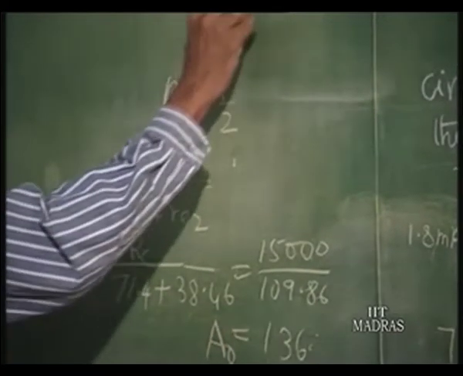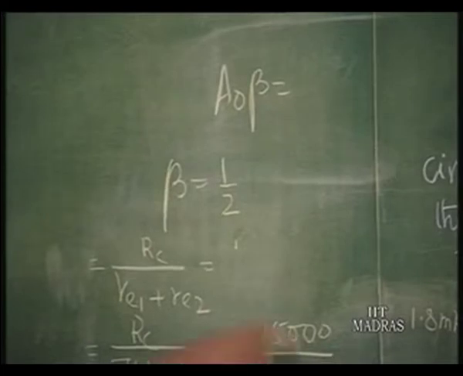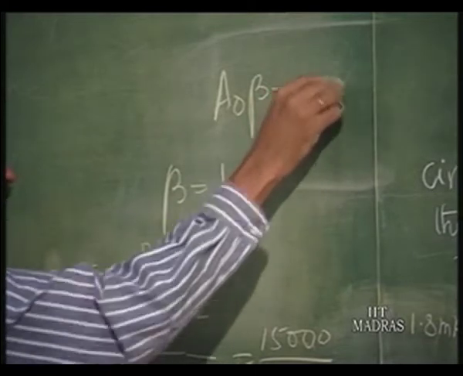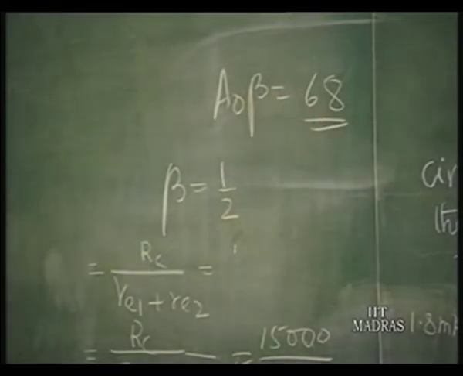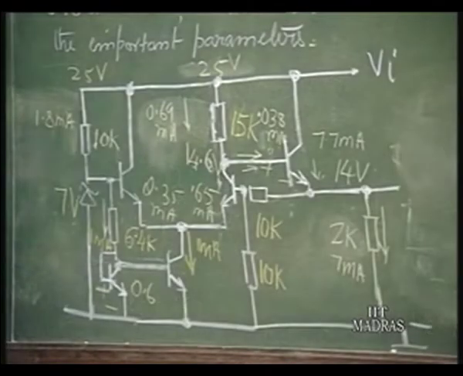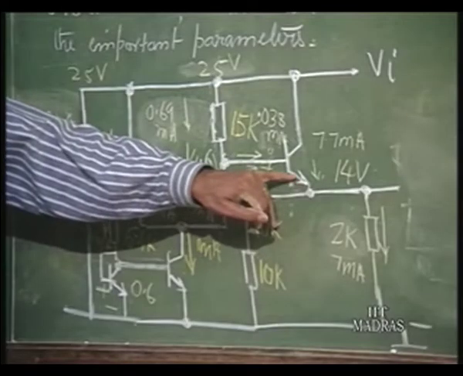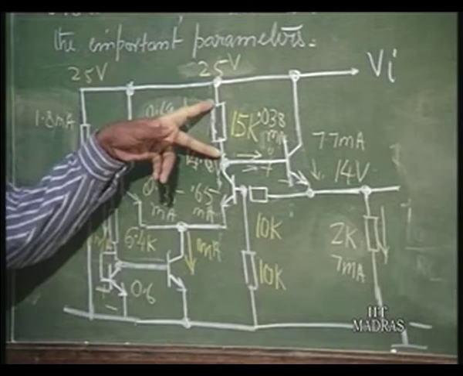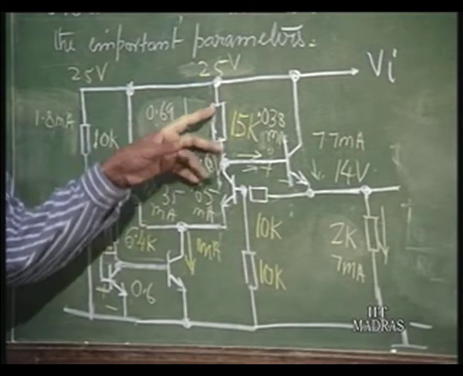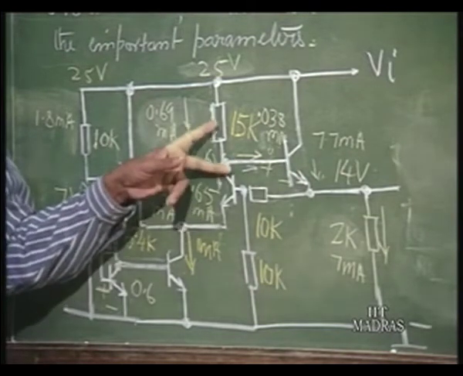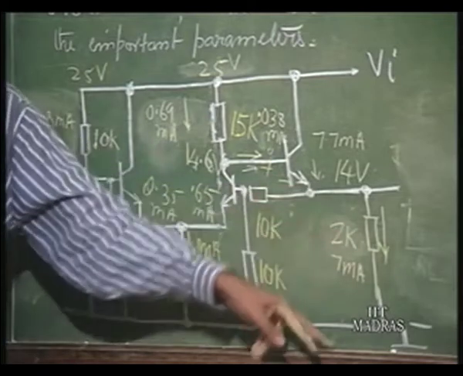So, A naught beta is going to be half of 136, 68. The original output impedance is going to be decreased by a factor of 1 plus loop gain. That is what we have learnt in our earlier lecture, right. The original output impedance is this RE plus 15K divided by beta. Without any feedback, it is simply RE plus 15K by beta, apart from the shunting effect of this.